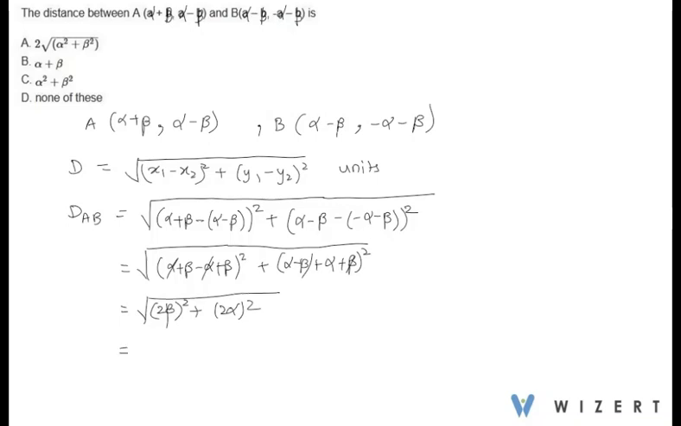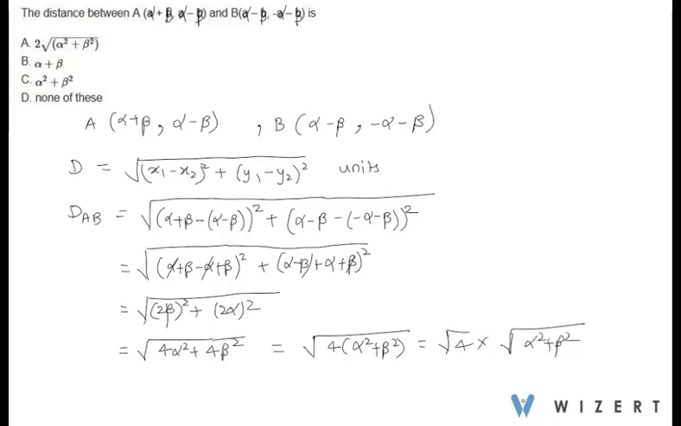So that is equal to under root of 4 alpha square plus 4 beta square. So we can take 4 common out of it. So it becomes under root of 4 into alpha square plus beta square. And we know this can be written as under root of 4 into under root of alpha square plus beta square. We know under root of 4 is 2, because distance cannot be negative, so we take it as positive 2. So 2 under root alpha square plus beta square units is the distance between A and B. So let's see, the answer is option A.